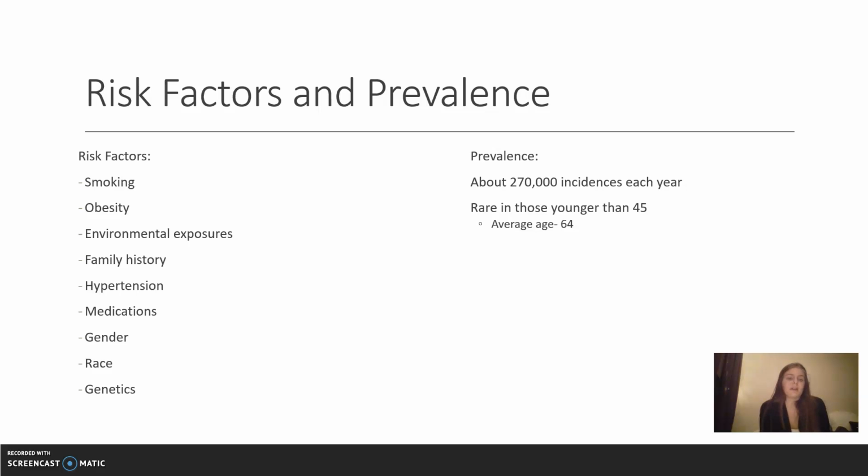Medications such as diuretics are also risk factors for kidney cancer. Gender: men are perceived to have a greater risk simply because they're more likely to smoke and they're more likely to work in environments with dangerous chemicals. For race, African Americans are more likely to develop it, and genetics: if you have it in your genetic makeup, you're obviously more likely to get kidney cancer. For prevalence, it's not too common in young people, but the average age is about 64 or 65, and there are about 270,000 new cases each year.